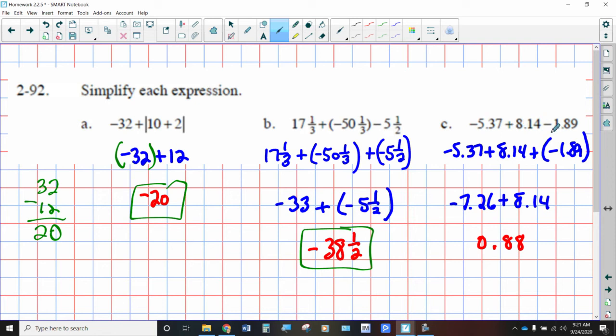And then same idea here. Instead of subtracting a 1.89, add the opposite, use that KFC process. Instead of subtracting a positive, add the opposite of whatever that number is. Now, maybe we'll add the negatives together first to get -7.26. And then at the end, do the subtraction because you're adding a positive to a negative. And you've got more positives than negatives. So how many more? Do the subtraction and you get 88/100ths. And that should be positive 88/100ths because you started with more positives than negatives.